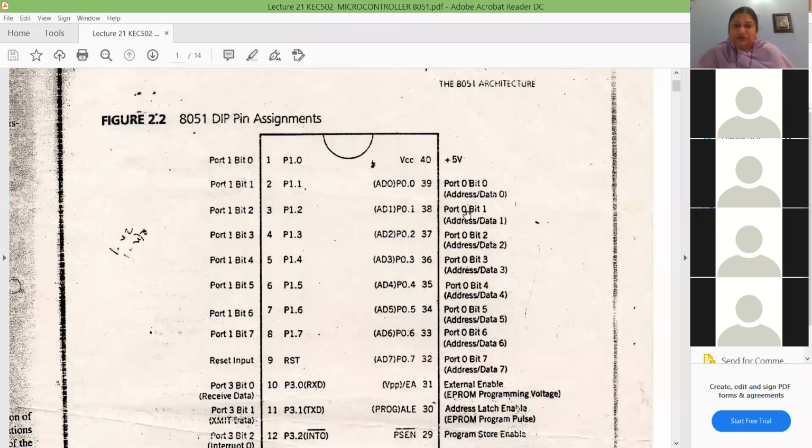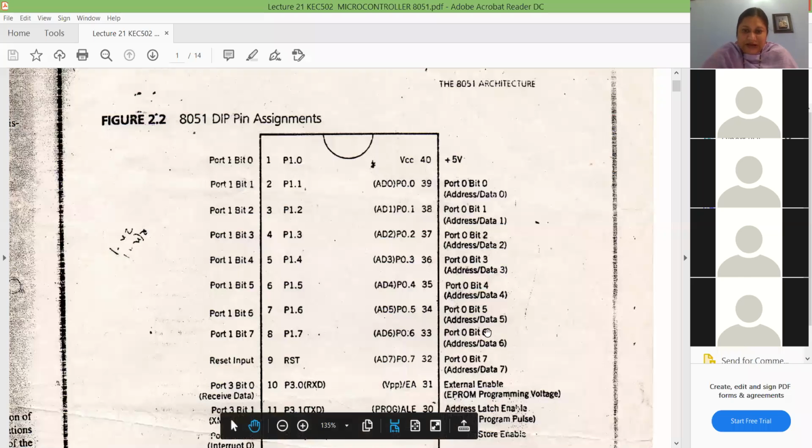8051 DIP pin assignments. Yes, yes. So as I told you, we have left with some interfacing ICs with 8085. So what we will do, we will cover the programming instructions of 8051 so that you can get time to practice the programs of 8051 microcontroller. And then later on, we will cover those interfacing ICs.